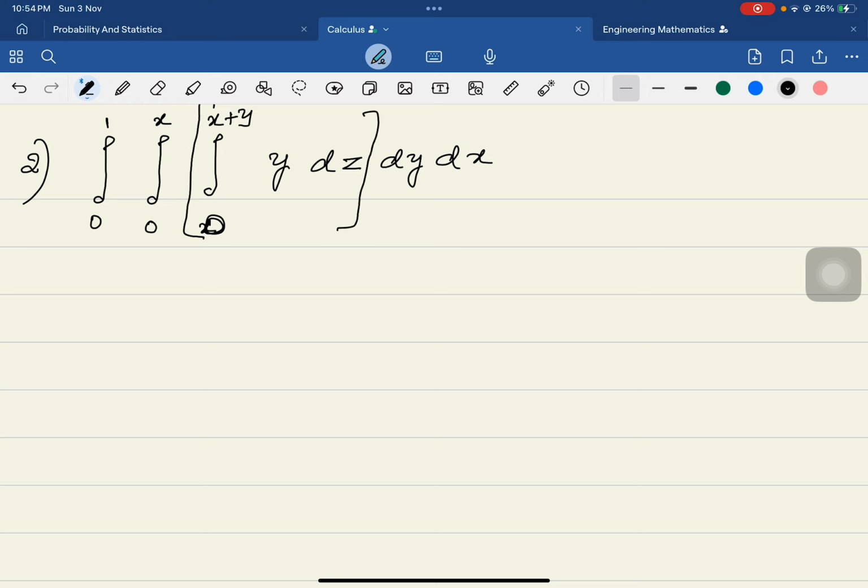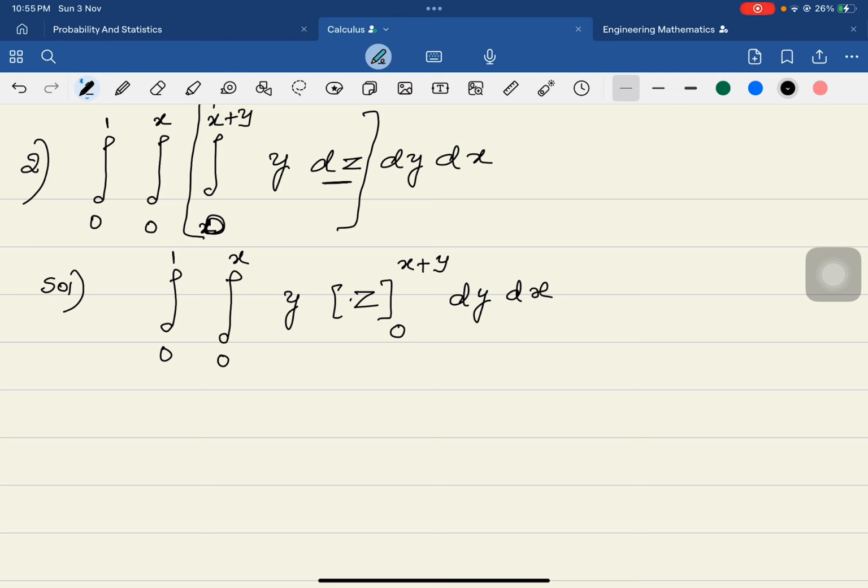Now these limits are for z, correct? So let us solve this one by one. Integral 0 to 1, integral 0 to x. Now you are integrating with respect to z. So y is a constant. Take it outside. Integral dz is z, within the limit 0 to x plus y, dy dx. Now integral 0 to 1, integral 0 to x, y times the upper limit x plus y, the lower limit is 0, dy dx.